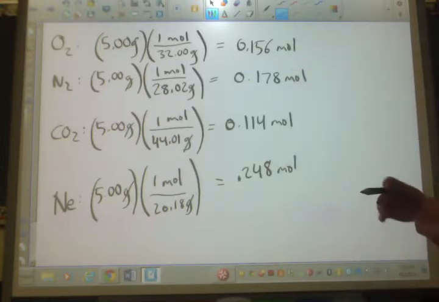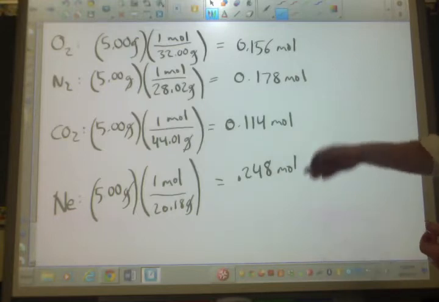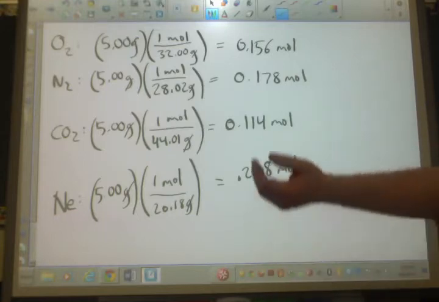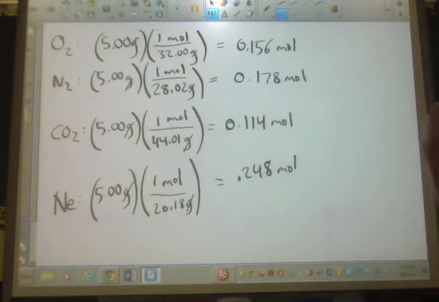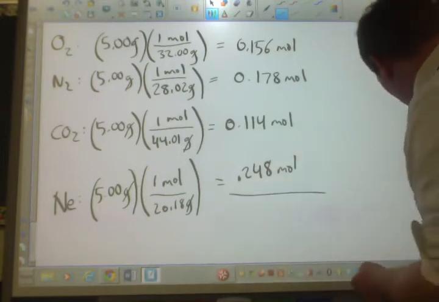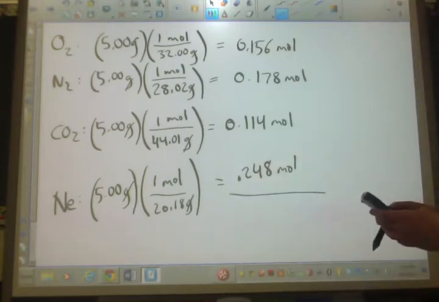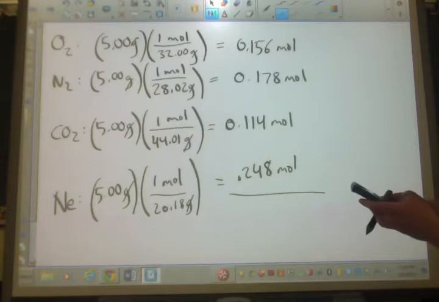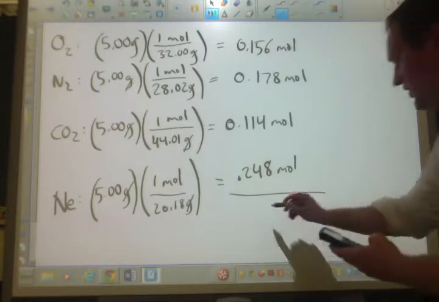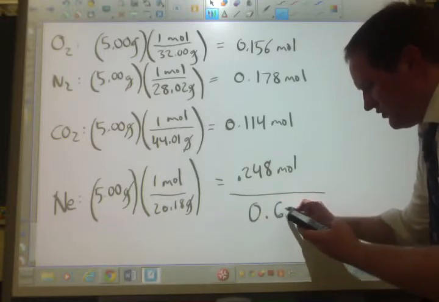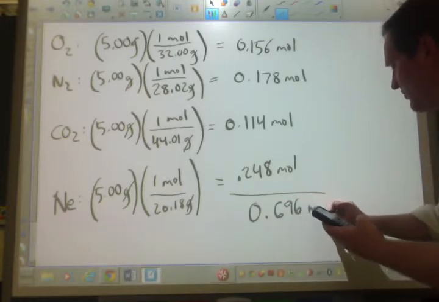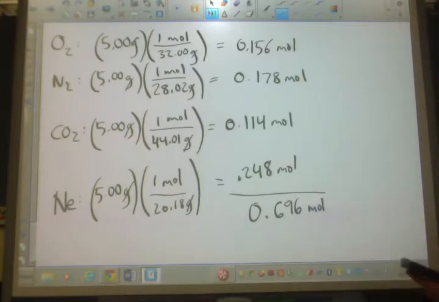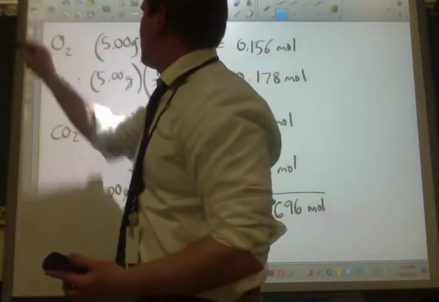Okay? So just like when we say the partial pressures of all of these add up to the total pressure, it's the same thing with the moles. If I add this many moles to the mixture, we just are going to add all these up and it's going to be the total moles of gas. So 0.156 plus 0.178 plus 0.114 plus 0.248 gives me 0.696 moles total. 0.696. All right.